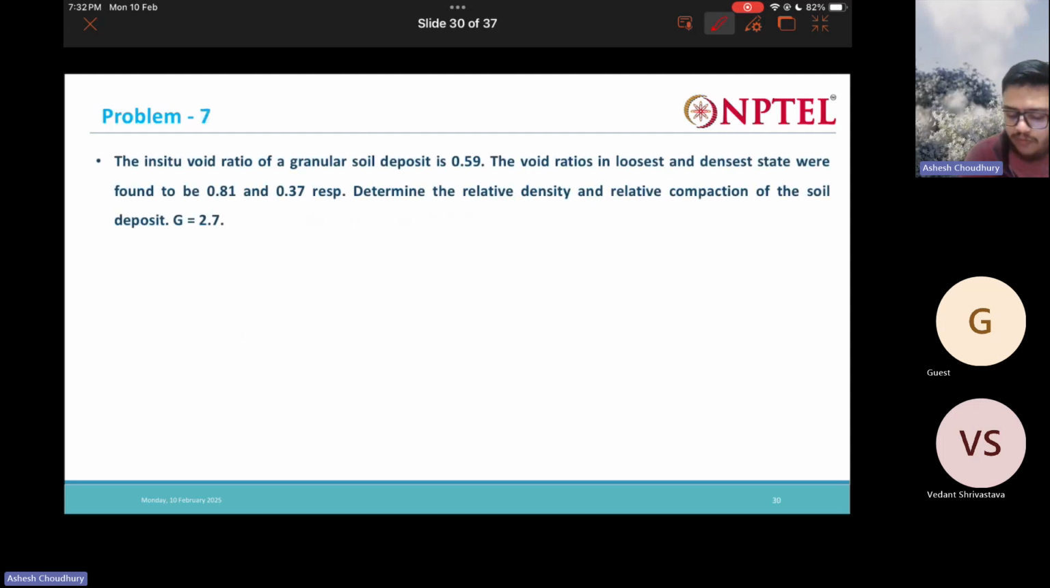Next, the in situ void ratio of a granular soil deposit is 0.59. The void ratio in the loosest and the densest state were found to be 0.81 and 0.37. Determine the relative density and the relative compaction of the soil deposit, where Gs is 2.7. So first find out the relative density. It's very easy, one liner. You can easily find it out. So try to just calculate the relative density and tell me the answer first.